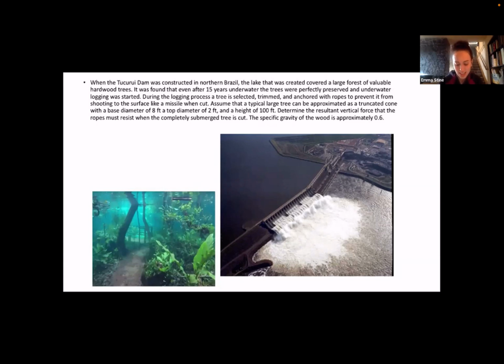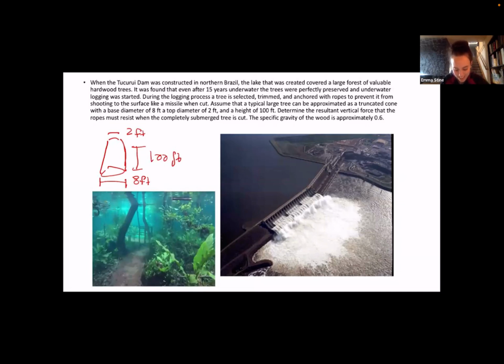Assume that a large tree can be approximated as a truncated cone with a base diameter of, so here's our tree. Oh no, it's so ugly. With a base diameter of 8 feet and a top diameter of 2 feet and a height of 100 feet. Determine the resultant vertical force that the ropes must resist when a completely submerged tree is cut. The specific gravity of the wood is approximately 0.6.